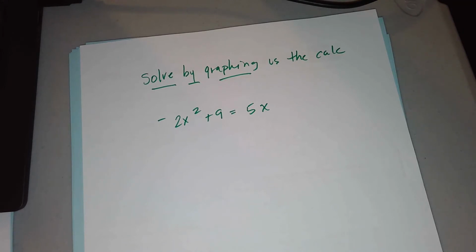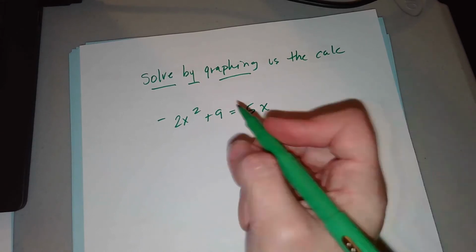So I want to pick ones that are a little bit messy, because that's the whole benefit of having a graphing calculator: we can look at a whole variety of solutions. We don't have to be narrowed down to just the ones that work out or factor nice and pretty.